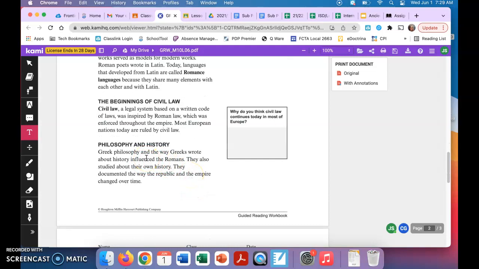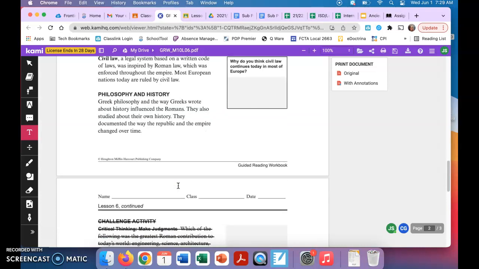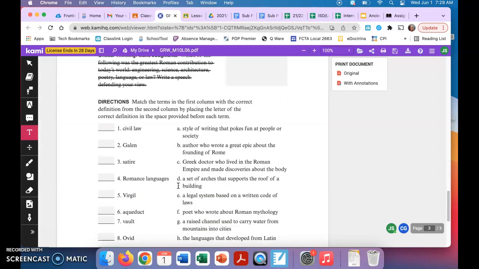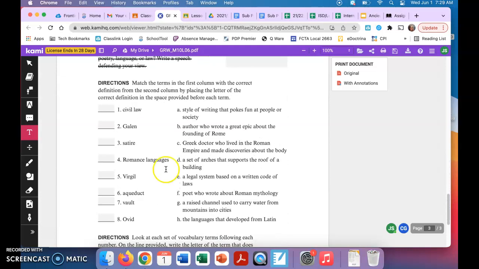Philosophy and history. Greek philosophy and the way Greeks wrote about history influenced the Romans. They also studied about their own history. They documented the way the Republic and the Empire changed over time. All right, and then on our last page, this first section here is just a match. You're going to match the term in the first column with the definition in the second column.